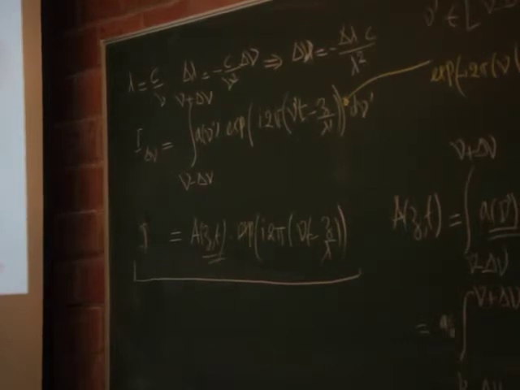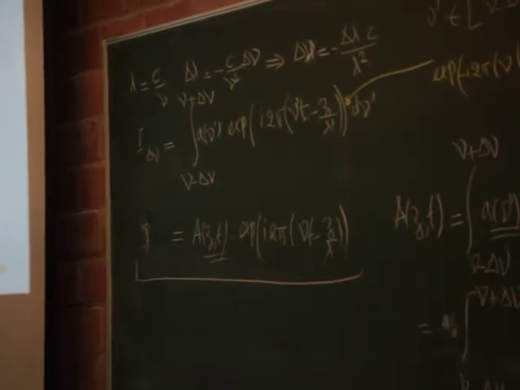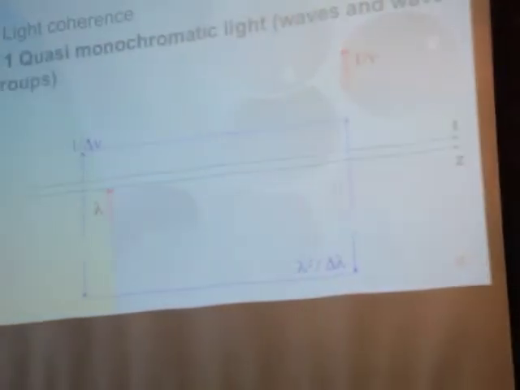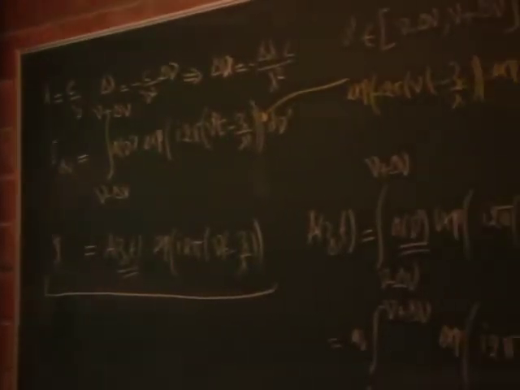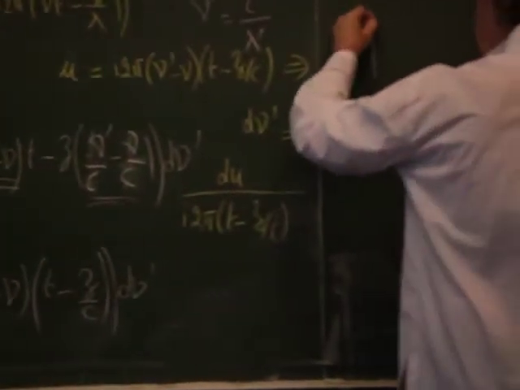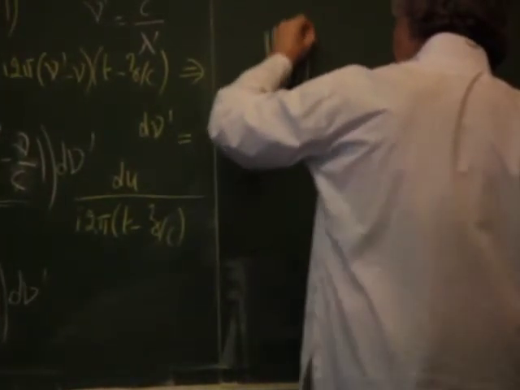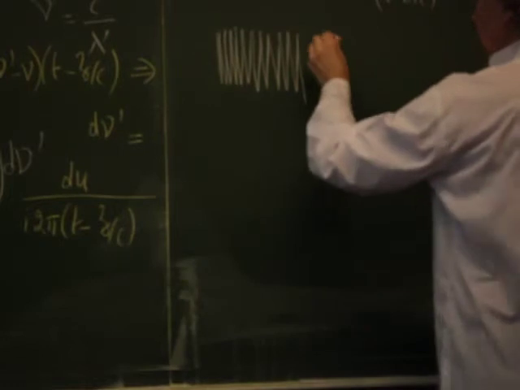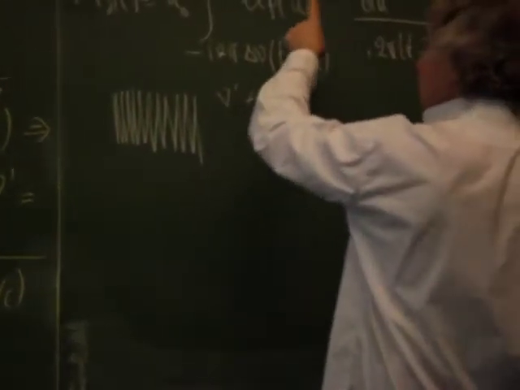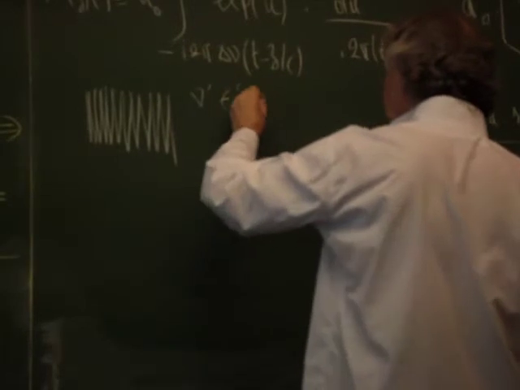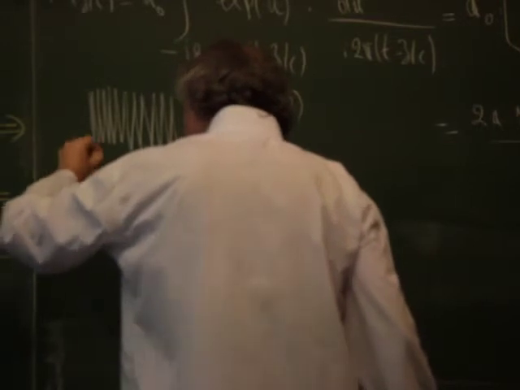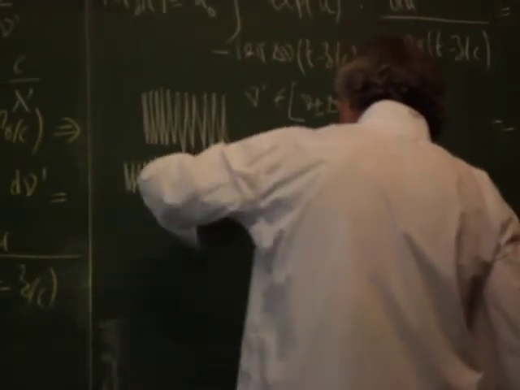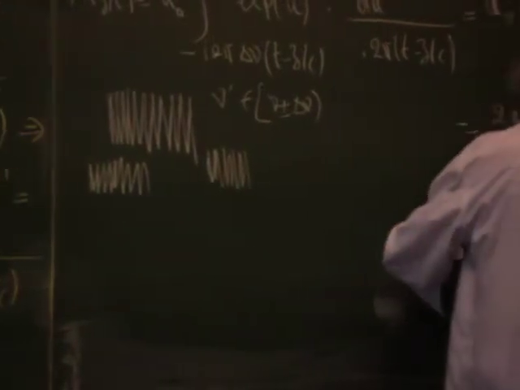Okay, now if you want to visualize this, I'm really sorry, something is not working here. But what the diagram shows is the following. Let's assume that you combine many trains of light, with a frequency nu prime in the small interval nu plus or minus delta nu. So you may draw many different trains with very nearby frequencies. What results at the end is something like that.